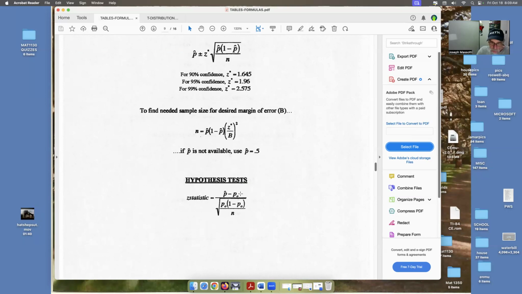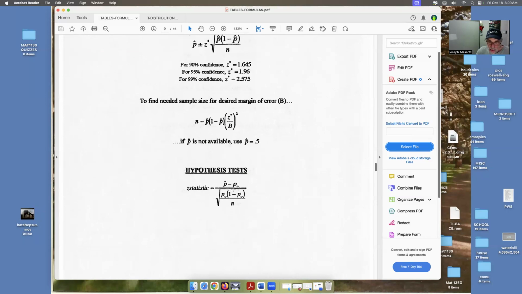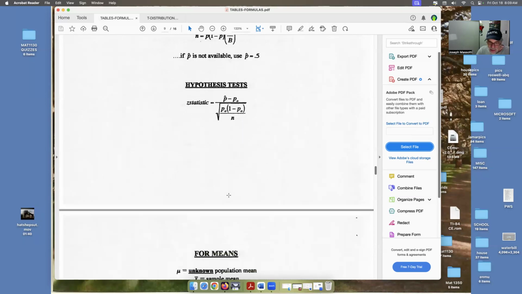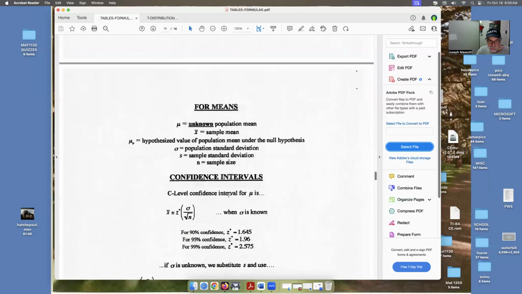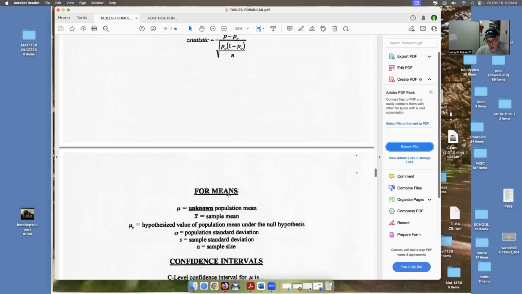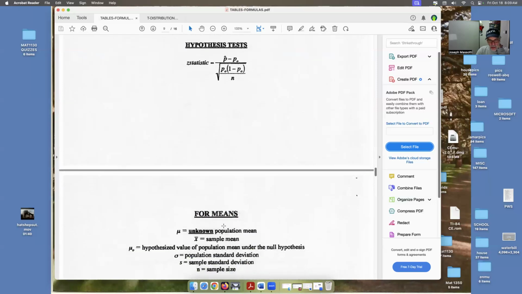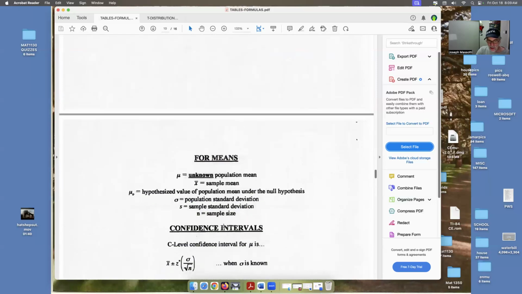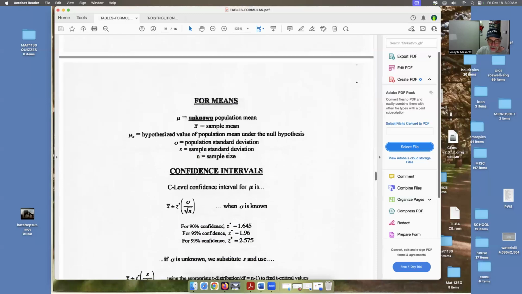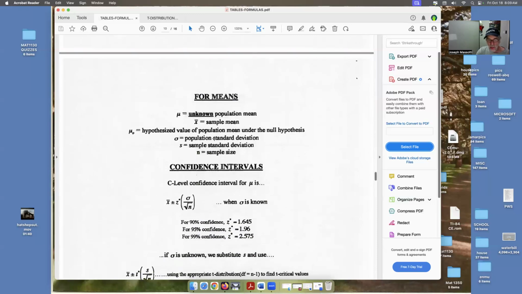Now we'll get to these formulas as we move through the hypothesis test section. This first, well, I guess we should just look at it anyway. Well, let's go through the steps of the hypotheses tests first, and then we'll deal with formulas.